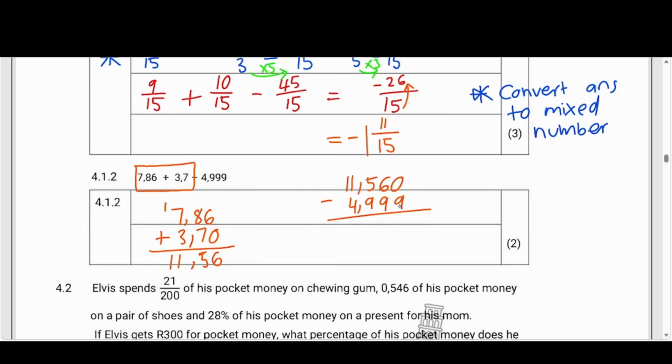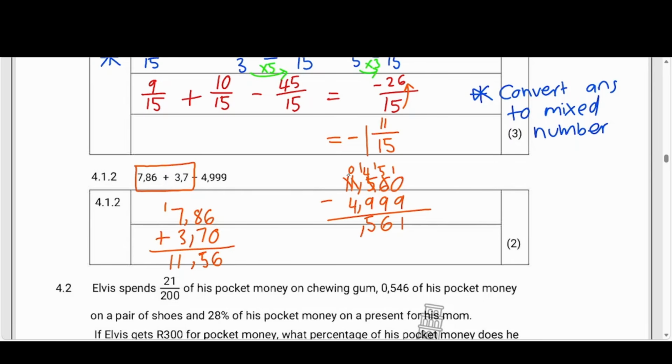0 take away 9 we can't do. We're going to borrow it from here. 10 take away 9 is 1. 5 take away 9 we can't do, so we're going to borrow again. 15 take away 9 is 6. 4 take away 9 we can't do, so we're going to borrow again. 14 take away 9 is 5.